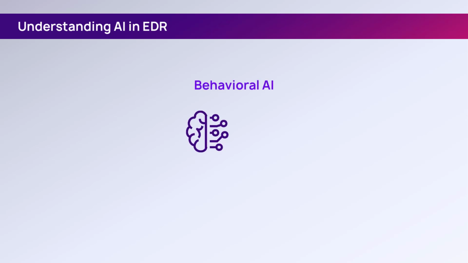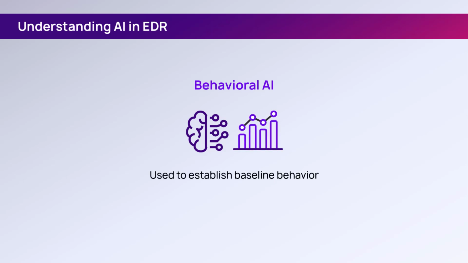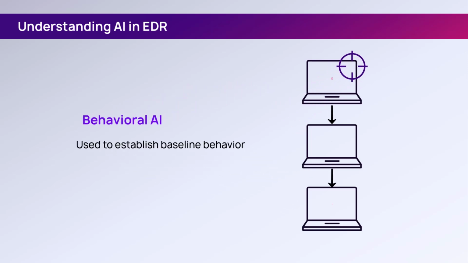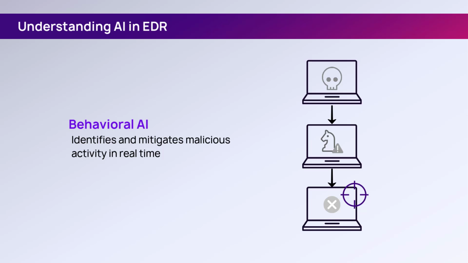Behavioral AI is also used in EDR and works to identify potentially harmful behavior by learning what kind of traffic, process, and network activity is normal. Once a network behavior baseline is established, the behavioral AI engines transition from observing to hunting. As they scan operations within each area of focus, these engines identify and mitigate malicious activity as it happens.